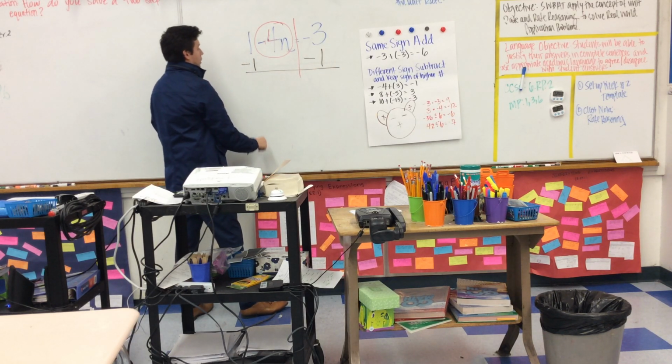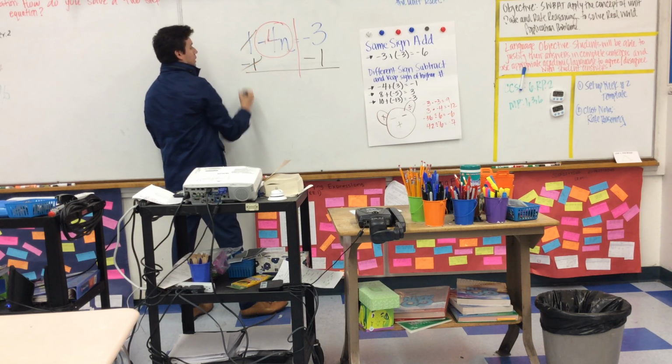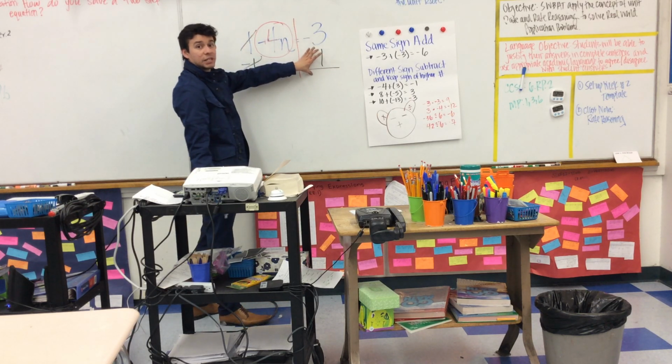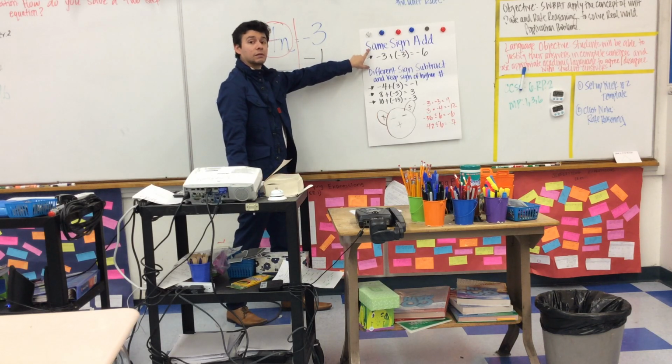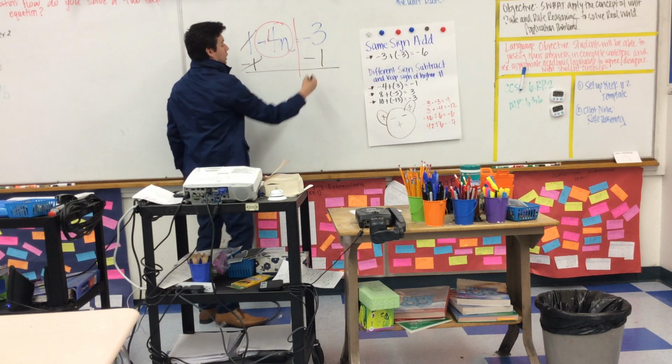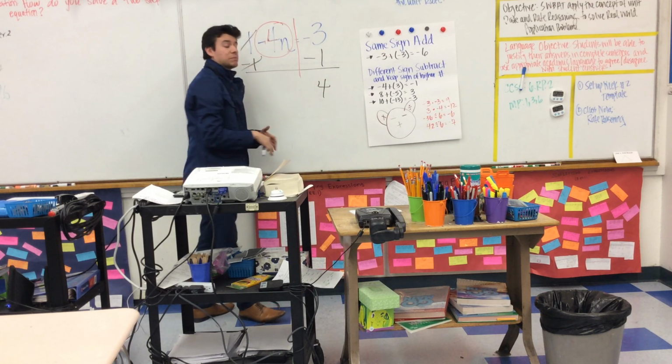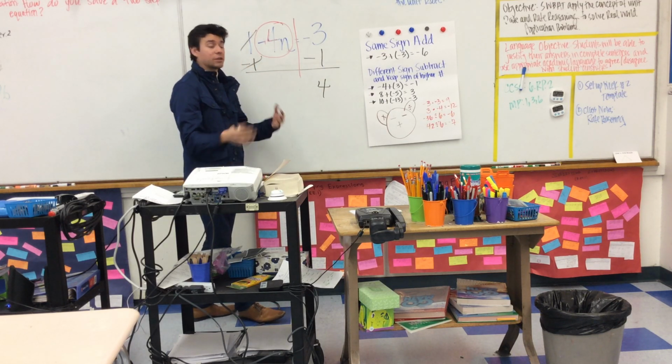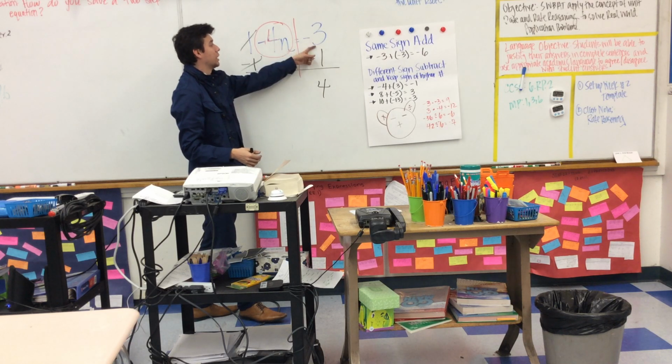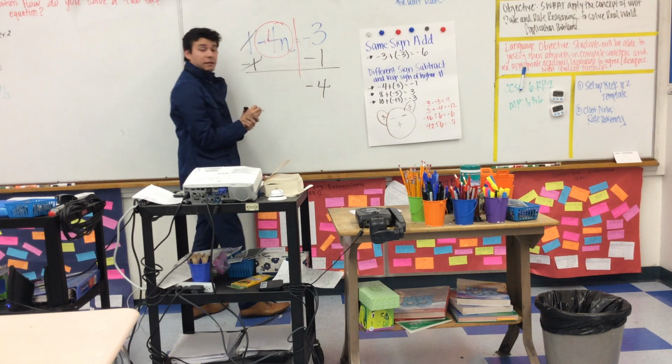Draw this. These things cancel out. Cancel. Negative 3 minus 1. Same sign or different signs? Same sign. 3 plus 1 is 4. But you keep the sign of the bigger number. The bigger number is 3, which is negative. So this is negative 4.